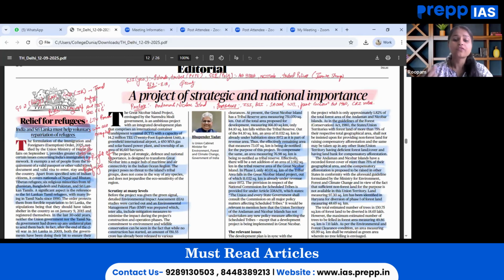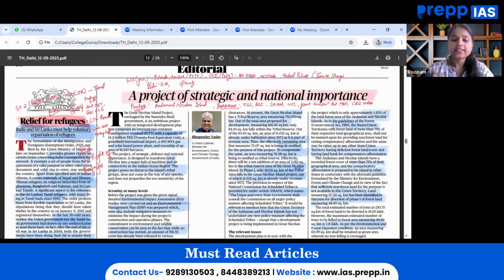Also, do we have any sort of immigration laws that balance both our national security concerns and, at the same time, the humanitarian obligations that we have had? In this manner, this particular article is to be read and revised holistically.